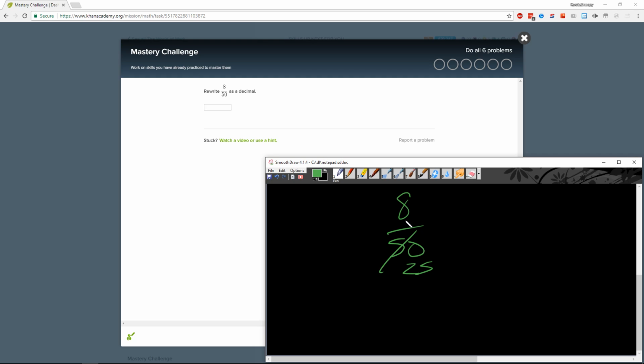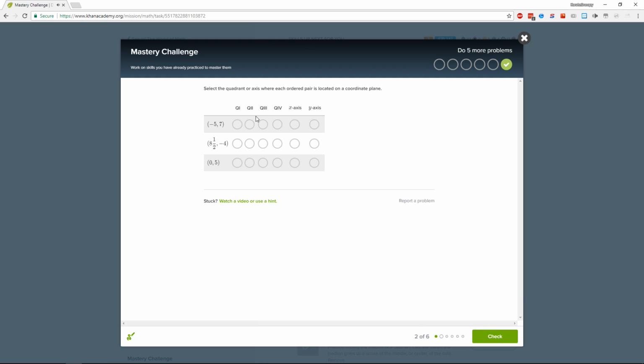So let's see, 25, this is 5 times 5, yeah. So I think this is about as good as I can get it, but actually, wait, I want to get that to 100, I can go 4/16. So that's 0.16. Alright. Select the quadrant or axis where each ordered pair is on the coordinate plane. Okay, so that is second quadrant. That is fourth quadrant. That is y-axis.